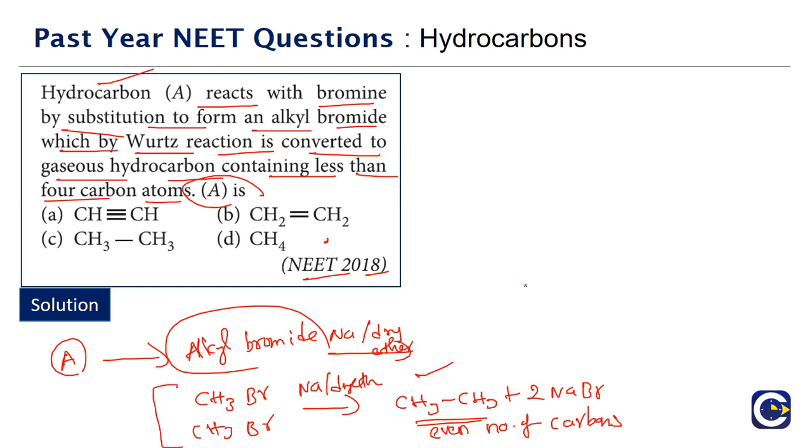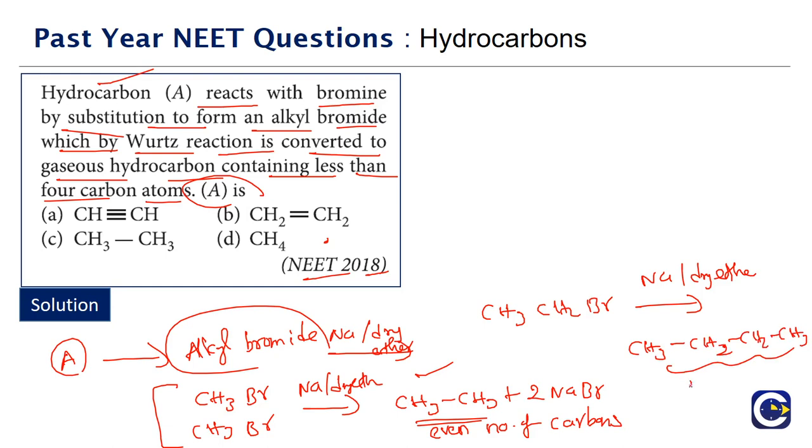The next alkyl bromide will be CH3CH2Br. This is the next possibility. With sodium in dry ether, it is going to give us a hydrocarbon with double the number of carbons, which means 4 carbons. So here compound A is basically the alkane.